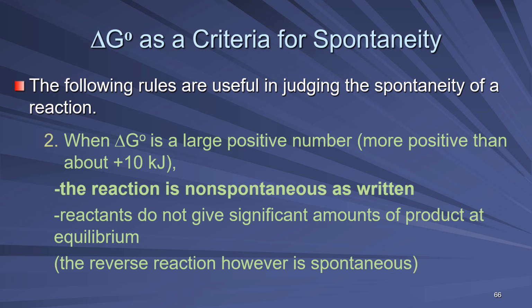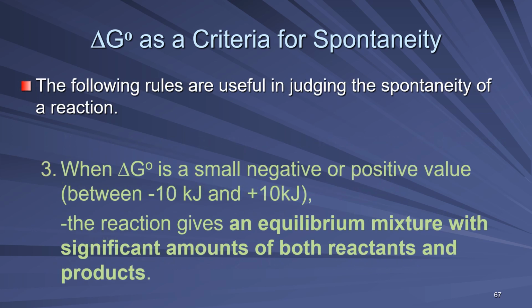If delta G is a large positive number greater than 10 kilojoules, then the reaction is non-spontaneous as written. The reaction will not go. There will be very insignificant amounts of product. However, the reverse reaction would be spontaneous. And of course, we've got our in-between. So if delta G is between negative 10 and positive 10, so it's close to 0, the reaction really is an equilibrium mixture with significant amounts of both reactants and products present.